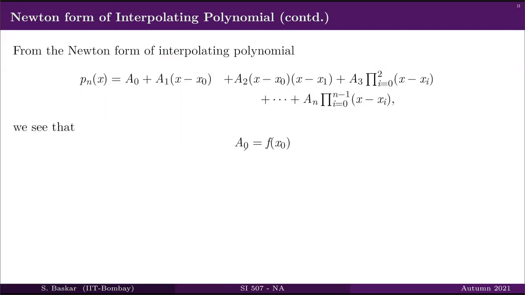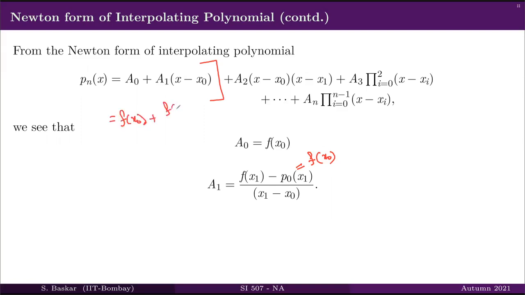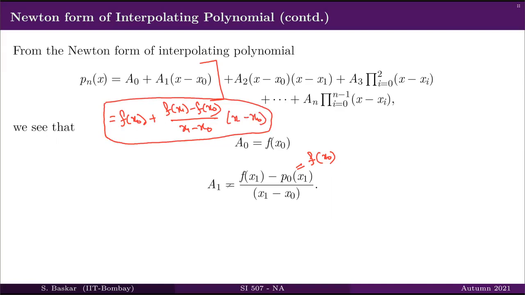So you don't need to repeat that proof here, but rather we will see how these constants are given. You can see that a naught is simply f of x naught. A1 is given by f of x1 minus p naught of x1, that is nothing but f of x naught, right, divided by x1 minus x naught. If you take it up to here, that is nothing but f of x naught plus f of x1 minus f of x naught divided by x1 minus x naught into x minus x naught. This is precisely what we derived in one of the examples after introducing the Lagrange form of interpolation. If you recall, we started with the Lagrange form and simplified it to this form, and I also remarked that this is nothing but the Newton's form, right?